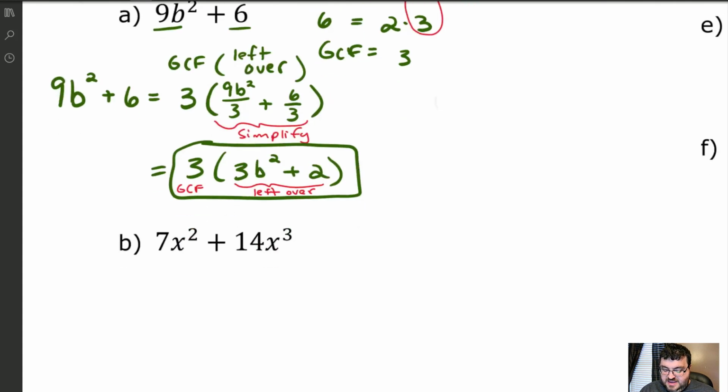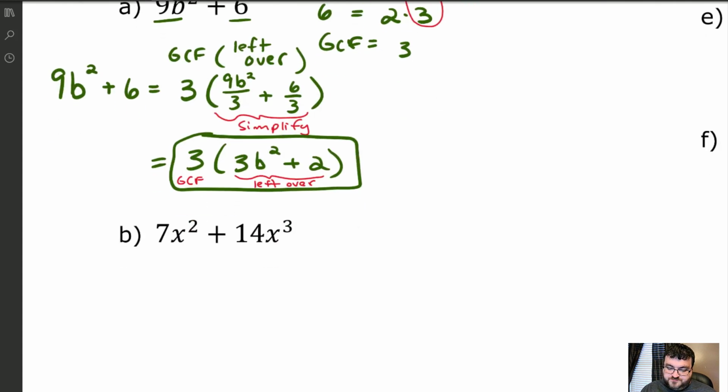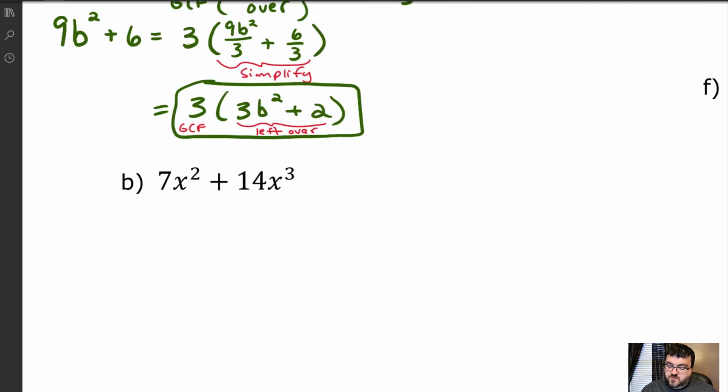Okay, look at B, the one just right below it. We have 7x squared, 14x to the third. If you look between 7x squared and 14x to the third, we know that there's going to be a 7 involved with both of those. And the lowest power of the x's is x to the second. So we're going to have 7 in common and x to the second as your lowest variable power.